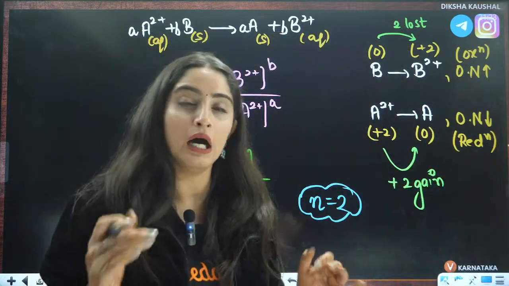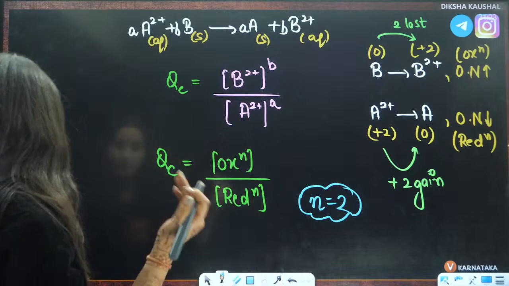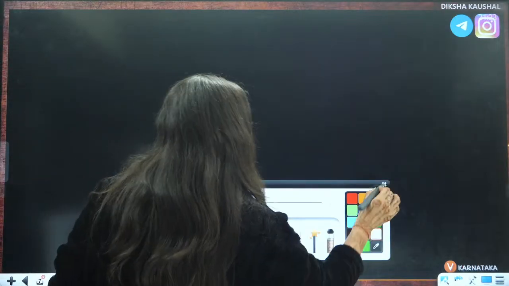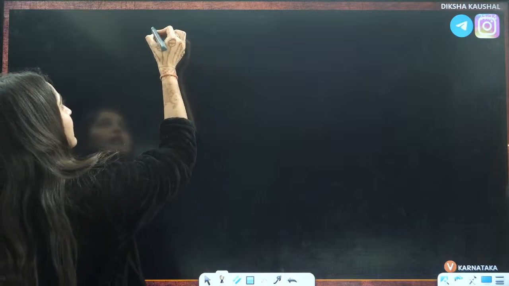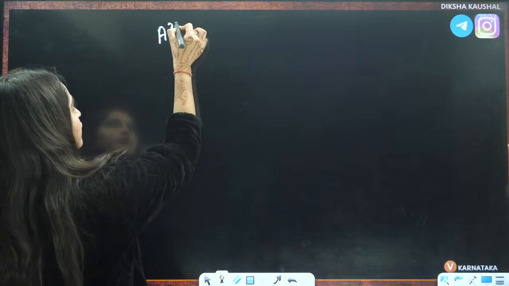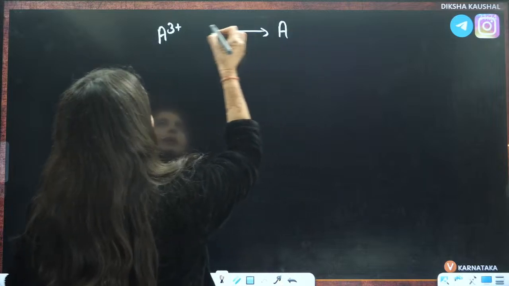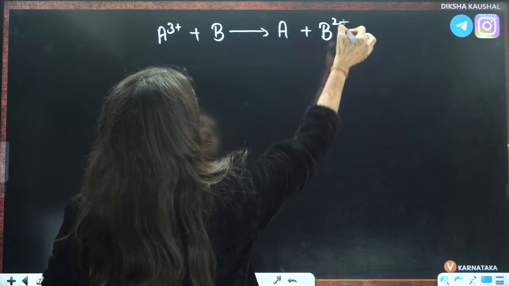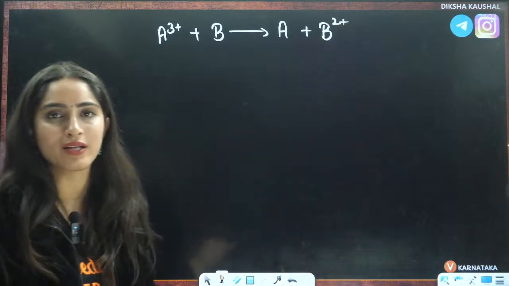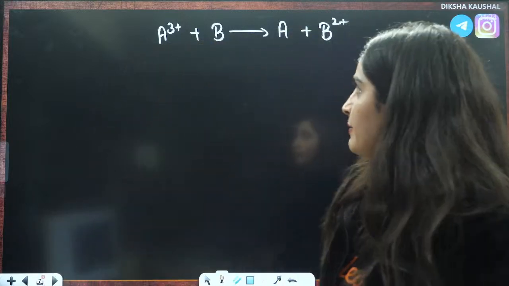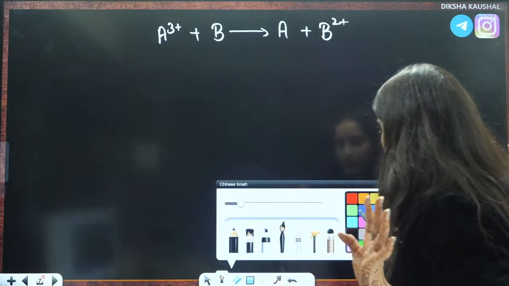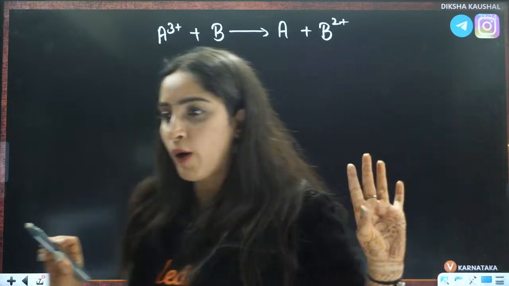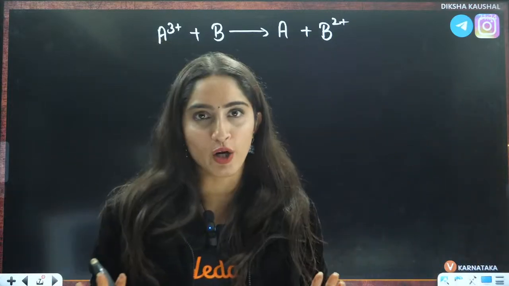Now I'll give you one more example to calculate the value of n factor. Then we will do some numericals based on this. So one more example: let us say you have A3 positive, this is A, and this is B2 positive. Here you need to tell me what the n factor is. QC we will do in the question itself. Firstly, let us talk about the n factor. Let us see if you are able to predict that or not.